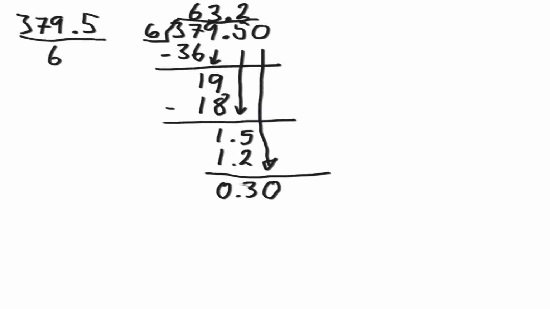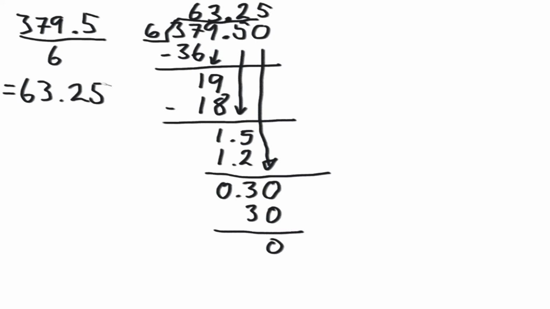And so now we're trying to find how often 6 goes into 13. We know that 5 times 6 is 30. So we have 5 times 6 is 30. And we are done. So 379.5 divided by 6 is equal to 63.25.